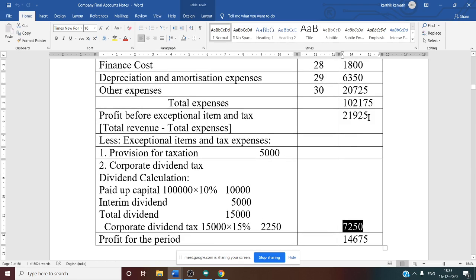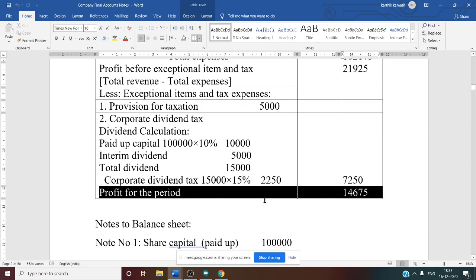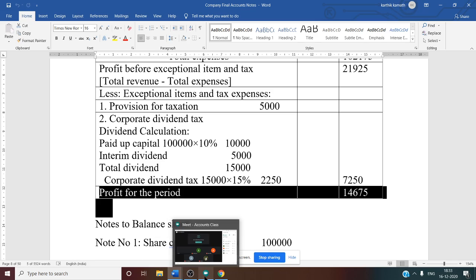You have to deduct this from profit before exceptional item and tax. So 21,925 minus 7,250, if you do, you will get the final answer. This final answer is known as the profit for the period. Profit for the period, final answer 14,675. This answer you have to show in working note number 2 under the P&L account in the balance sheet.